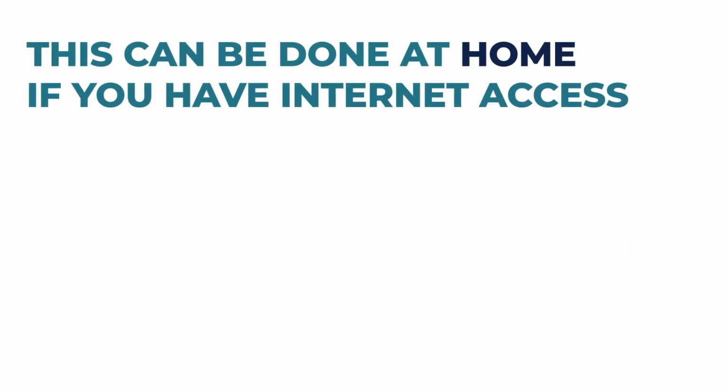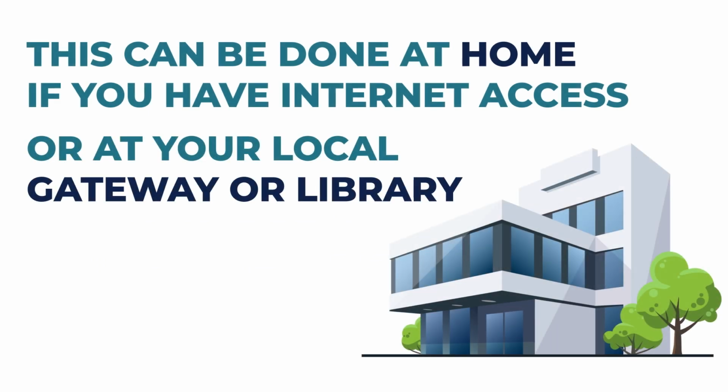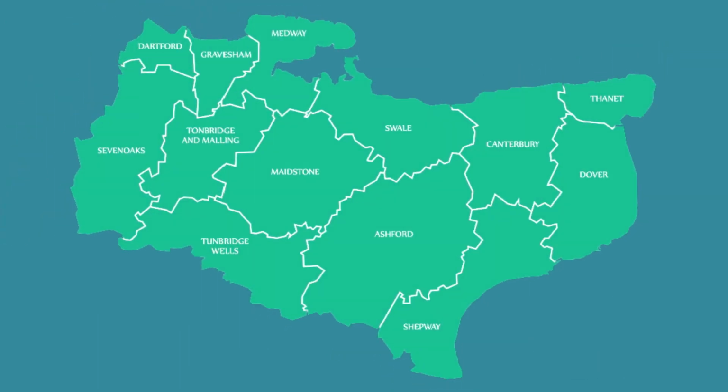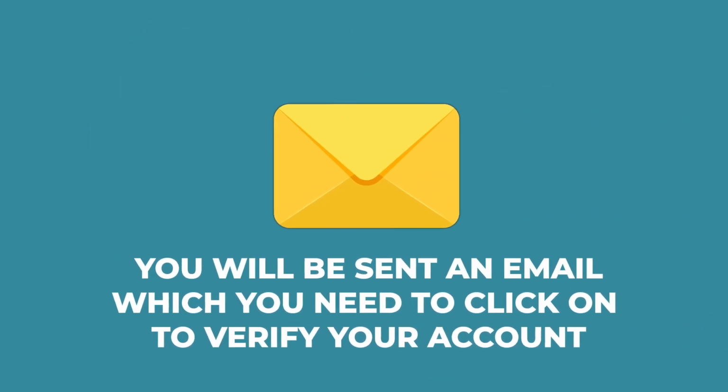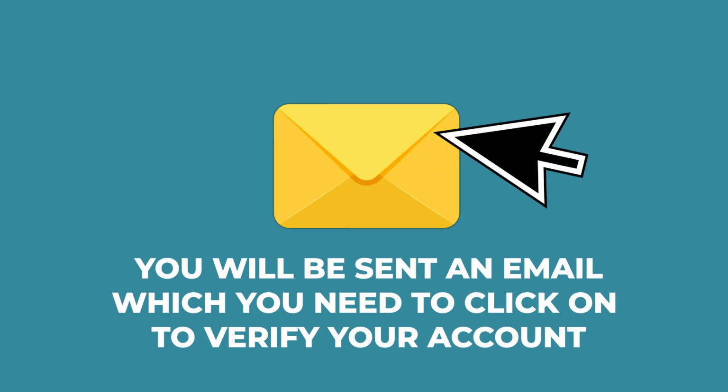This can be done at home if you have internet access, or at your local gateway or library who will offer free internet access and advice. You will then be asked which council in Kent you want to apply to and for your name and your email address so that you can create your account. You will be sent an email which you need to click on to verify your email account. Once you have done this, you will be able to proceed with the pre-assessment.